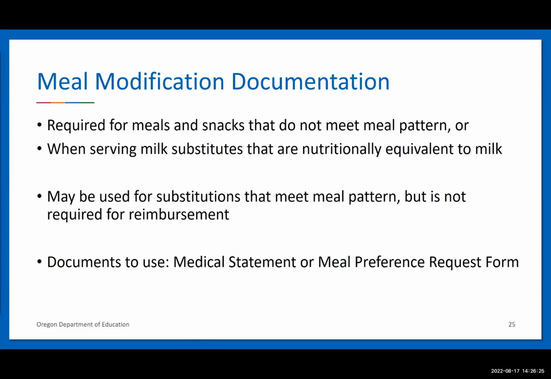The final category of supporting documentation will only be applicable if you have individual participants who need meal modifications that do not meet meal pattern, or if they require milk substitutes that are nutritionally equivalent to cow's milk. Some sponsors like to have documentation for all meal modifications, even if the substitutions will meet meal pattern. This is allowed, but is not required for reimbursement. There are 2 documents you can use for meal modifications. These are medical statements or meal preference request forms.